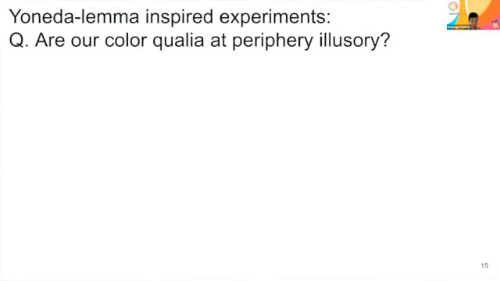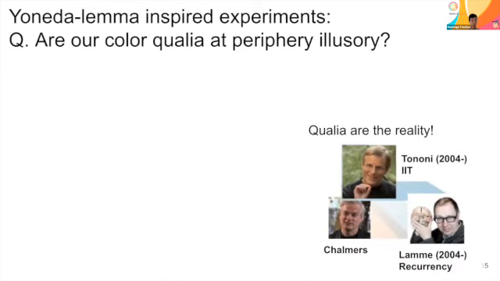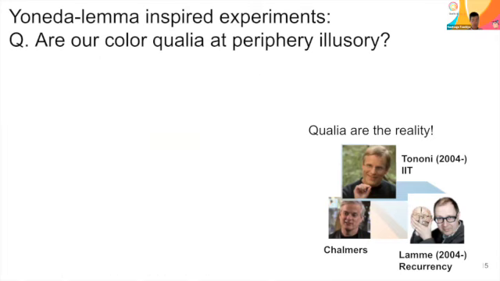So using this approach, we have started questioning some old questions about color qualia. Some philosophers, as well as many psychologists and cognitive scientists, believe that our color qualia in the periphery are illusory. This is because some textbooks say that our retinal cone density declines so much in the periphery that everything we see there must be illusory. It's not there, but we are expecting or memorizing the color, not really directly experiencing it.